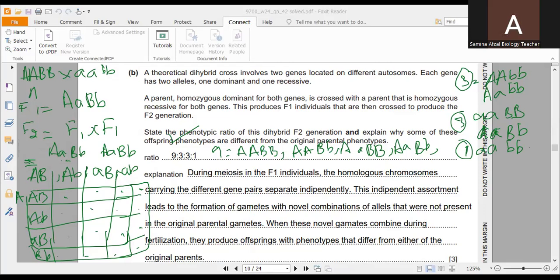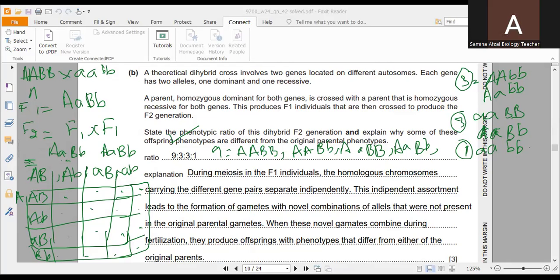Now, the explanation. I have explained how this ratio will be produced. During meiosis in the F1 individuals, the homologous chromosomes carrying the different gene pairs separate independently. This independent assortment leads to the formation of gametes with novel combinations. Novel means new combinations of alleles that were not present in the original parent gametes. When these novel gametes combine during fertilization, they produce offsprings with phenotypes that differ from either of the original parents.